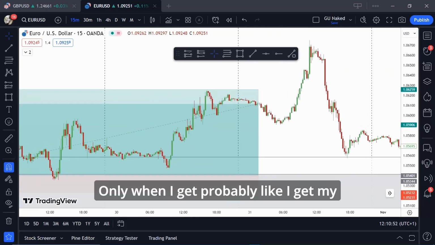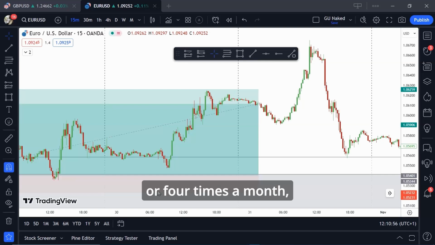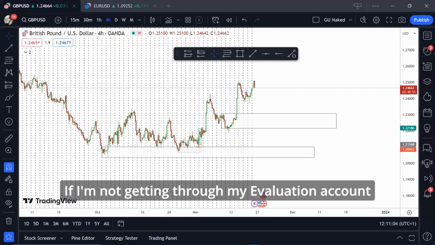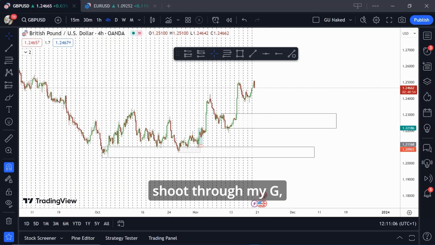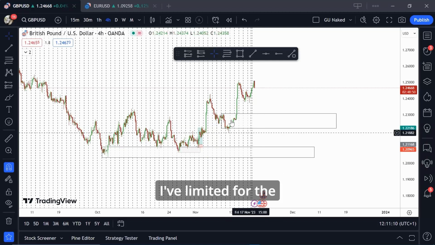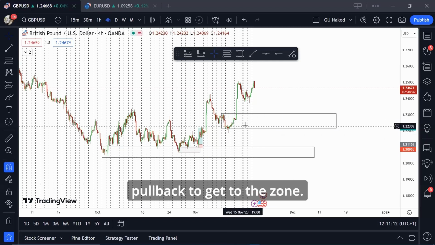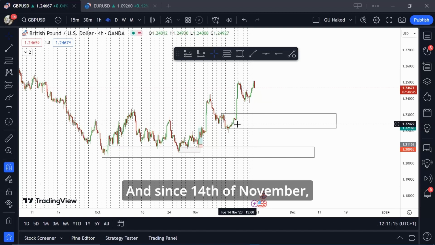I probably get my entry 3 or 4 times a month, so I don't really trade every time. I take EURUSD and GBPUSD. If I'm not getting an entry on my Euro, then I can switch to my GU that has an entry there. On this GU now, I've been waiting for the pullback to get to the zone, and since the 14th of November, I've not gotten an entry.